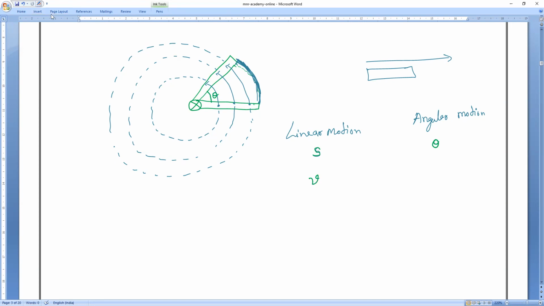Linear motion, what is the velocity? V. Angular motion, what is the velocity? Which we already studied. Omega. Understanding? Next.